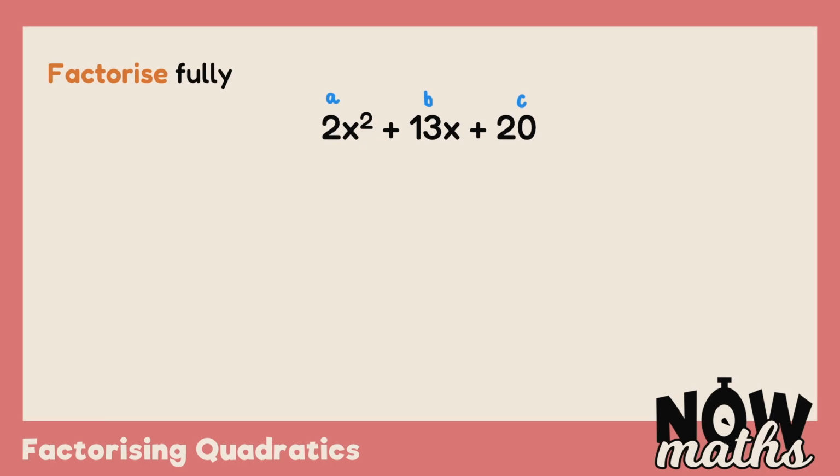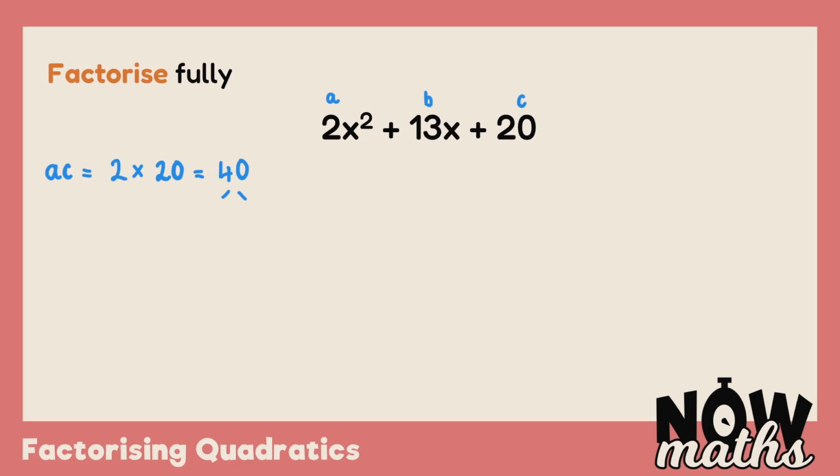What we'll then do is work out the value of AC. The value of A in this question is 2 and C is 20, and we multiply them together, which gives us 40. Now we need to look for two numbers which multiply to make 40 and add to make 13. So we're going to find the factors of 40 first.